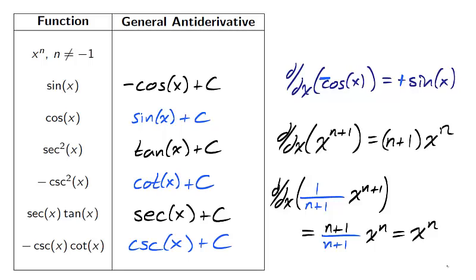So we can reverse the power rule for the function x to the n when n is not equal to negative 1. The general antiderivative of x to the n when n is not equal to negative 1 is x to the n plus 1 divided by n plus 1, plus c.